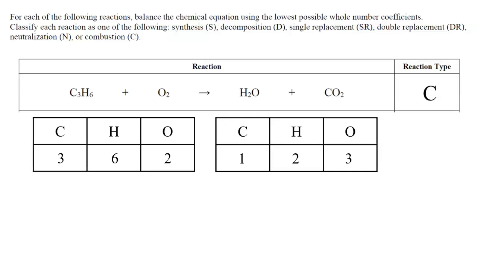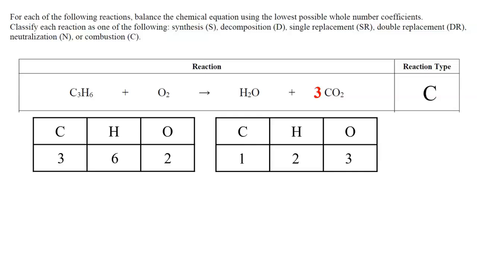And the reason I'm not going to start with oxygen is because oxygen is found in 2 different chemical formulas on the right side of the equation. So I'm going to choose to start with carbon. What I see is that there are 3 carbon atoms on the left, and there's only 1 carbon atom on the right. So I'm going to place a coefficient of 3 in front of the CO2 formula.